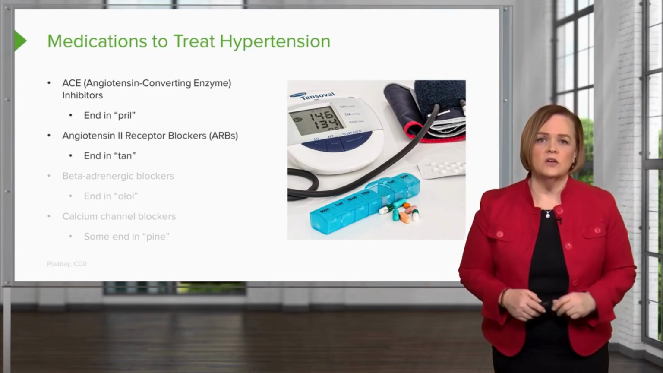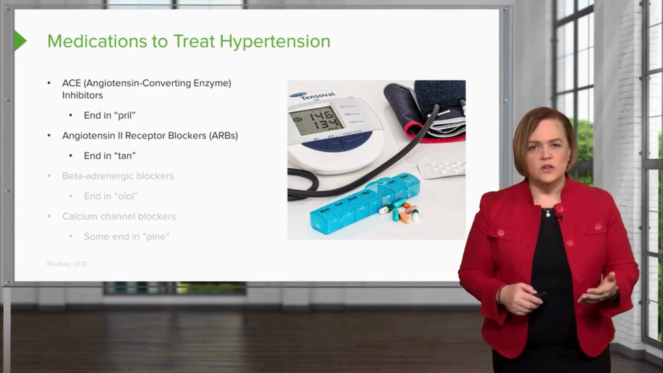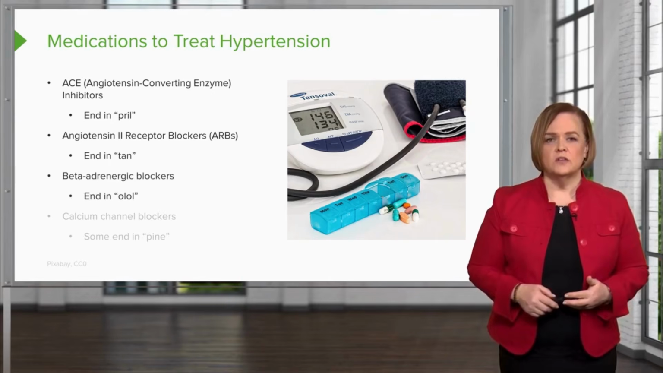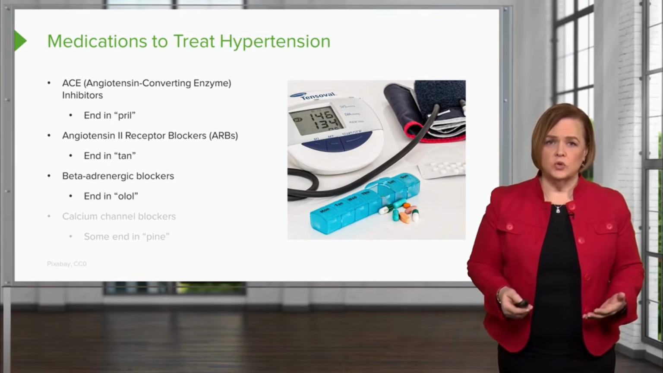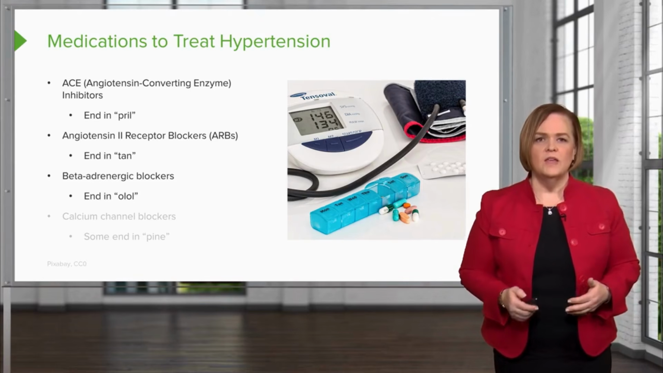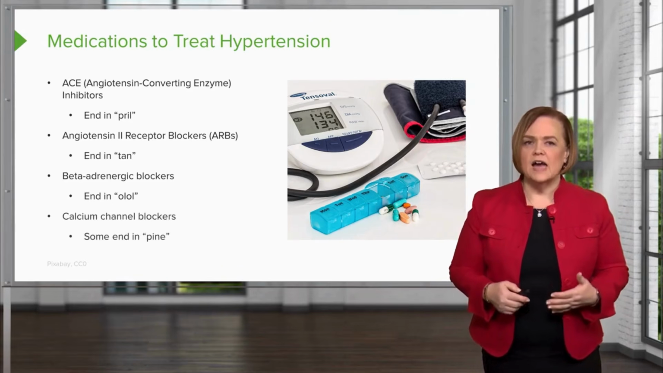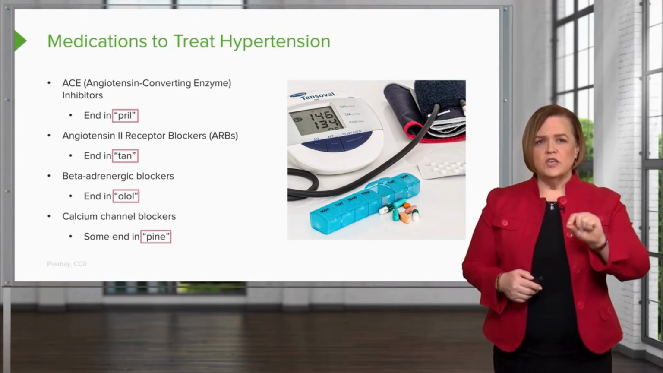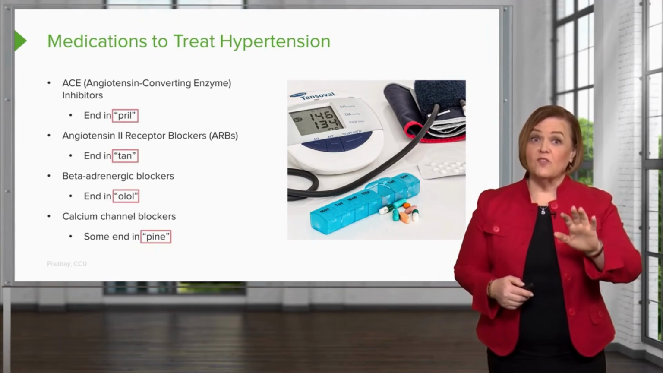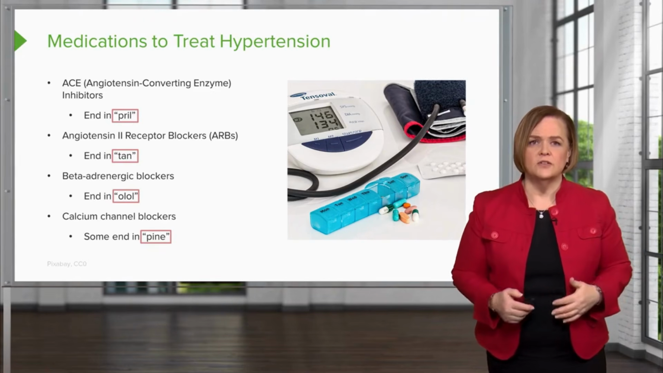Angiotensin II receptor blockers are ARBs, and they end in TAN. And we'll talk about those drugs as we move through the rest of the video. Beta adrenergic blockers are also called beta blockers for short, and they end in OLOL, O-L-O-L. And finally, calcium channel blockers, some of them end in PINE, P-I-N-E. So make sure that you circle those things that we have in quotation in your notes, and that's going to come up very helpful as you're memorizing generic drug names and which family they belong to.